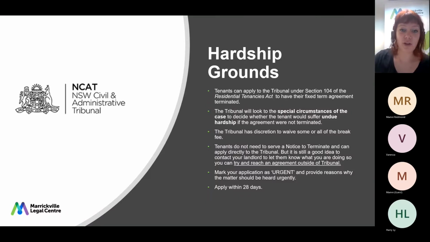Now, basically, the process is as follows. Tribunal will look at the special circumstances of the case to determine whether there has been undue hardship or will be undue hardship by the tenant if the agreement were not terminated. The tribunal has discretion to waive some or all of the break fee. What that means is they won't necessarily waive the entire break fee. They may not even waive the break fee.